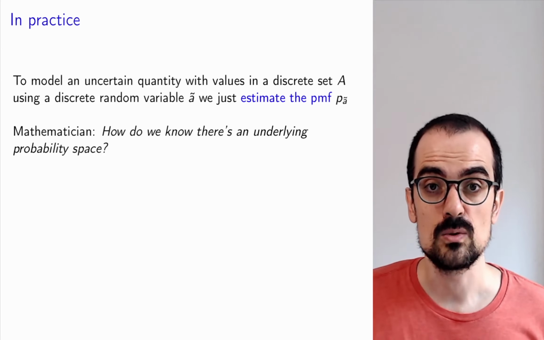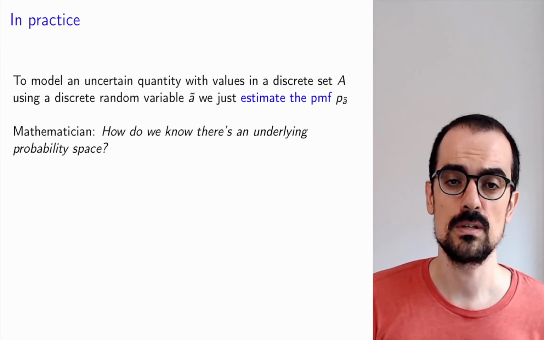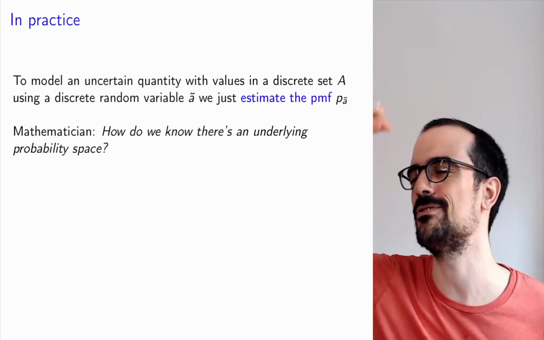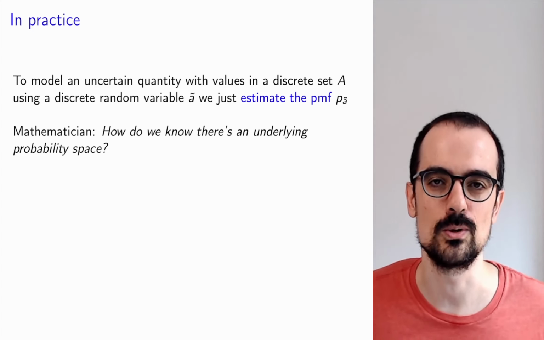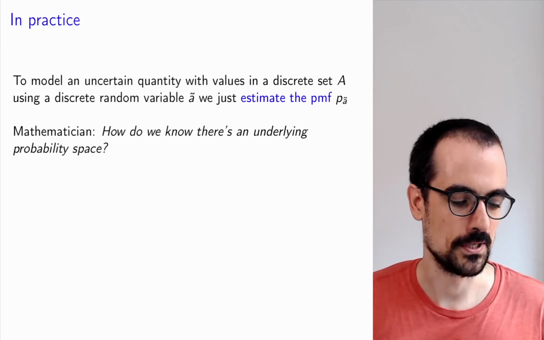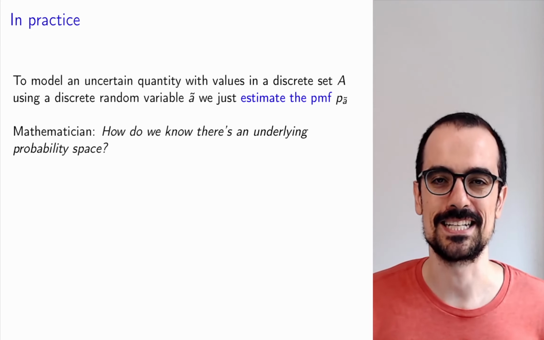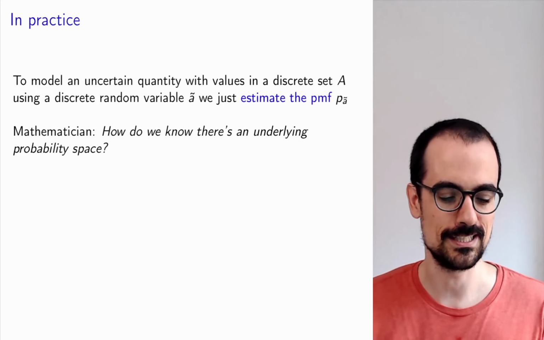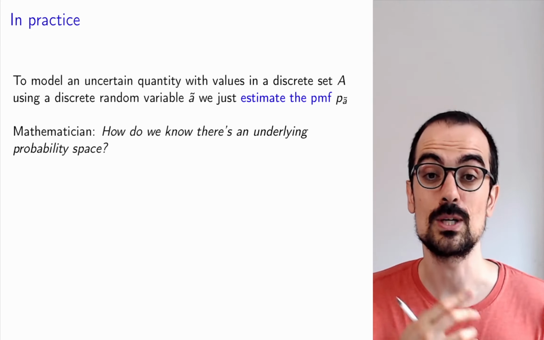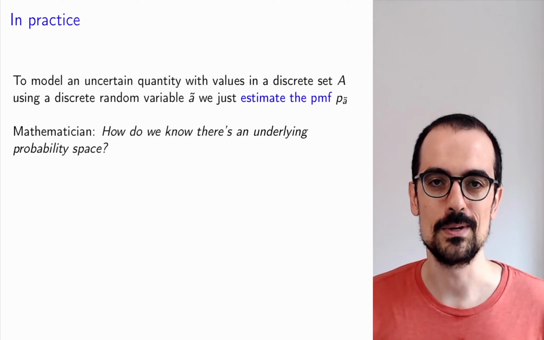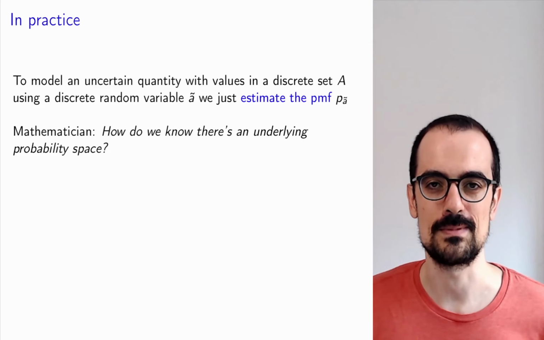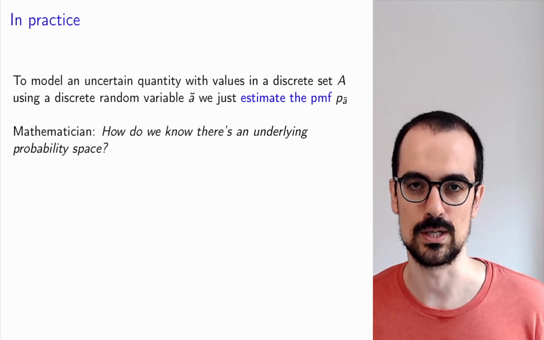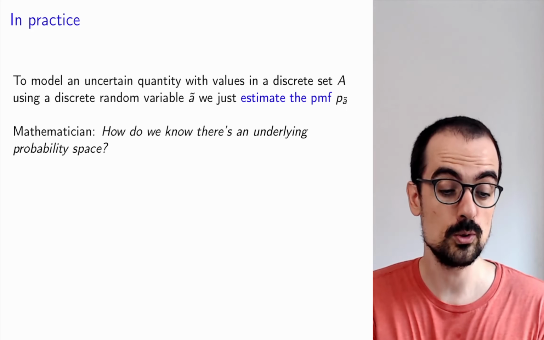And the mathematician would be like, okay, sure, awesome. But how do we know there's an underlying probability space? If there's no probability space, everything breaks apart. What are we even doing here? Okay, a bit of a dramatic mathematician. Well, what we should tell these dramatic mathematicians so that they calm down is that we can actually build the probability space from the random variable, so it's all good, even if we just manipulate the random variable using the PMF that we estimated from data. How do we do that?